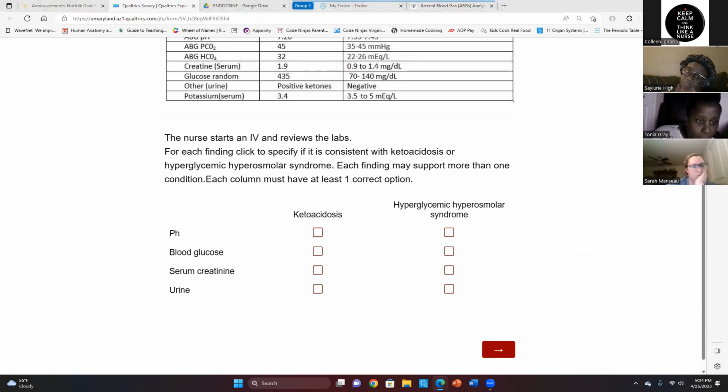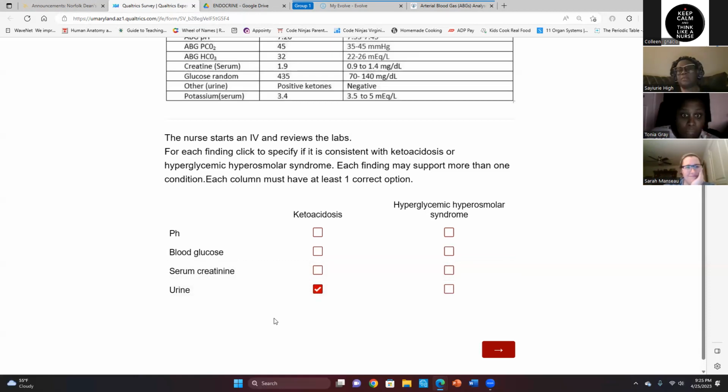Okay, so the first one, the pH, is that consistent with ketoacidosis? Can I put a check for urine? I know that one. Okay, sure. Urine is keto, because it's positive for ketone. Okay, good job. That is correct. Okay, pH.